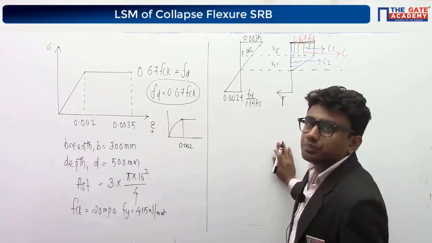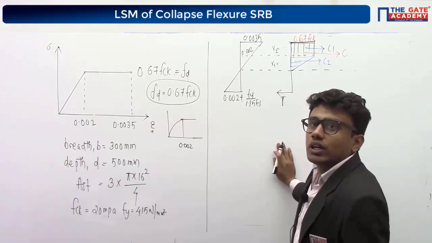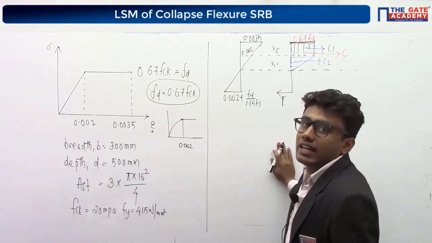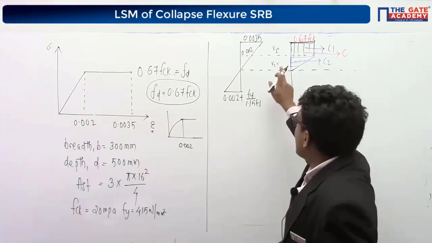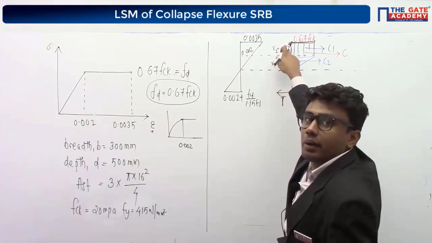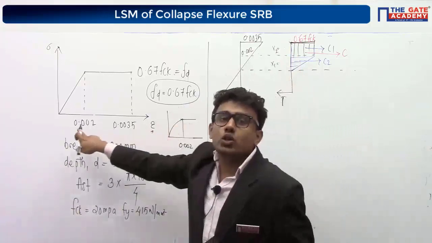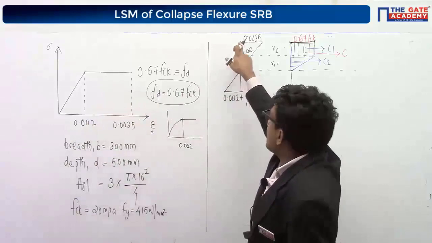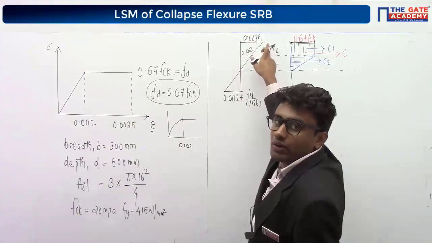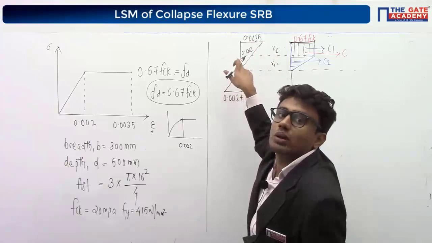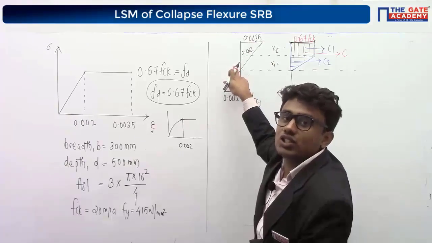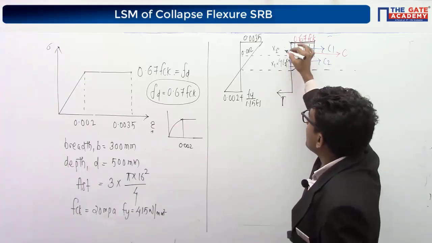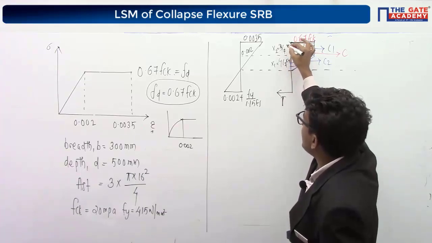Tell me what is x1? Exactly, it is 4 by 7 xu. And x2 is 3 by 7 xu. Why? Because the strain value is not changing. If the strain value is changing, I have to find x1 and x2 from the strain diagram. Suppose it is given as 0.002 or 0.0035, I have to find the x1, x2 values from the strain diagram. Here it is not changing. That's why I can consider that x1 is equal to 4 by 7 xu and x2 is 3 by 7 xu.